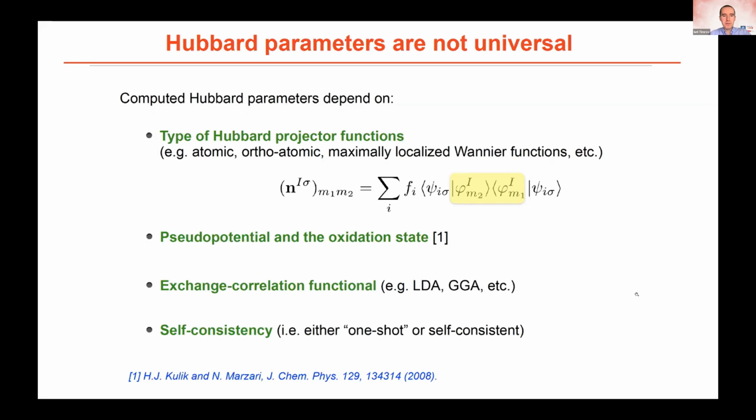And the self-consistency, I will discuss this later in my talk, but essentially you can determine a Hubbard-U parameter in a one-shot fashion or self-consistently. So let's keep it for later. You see there are already many factors that influence the value of the Hubbard-U parameter. So it's not really universal. It's really system dependent. It depends on which methods you use, which Hubbard projectors, which pseudopotentials, which functional, etc.